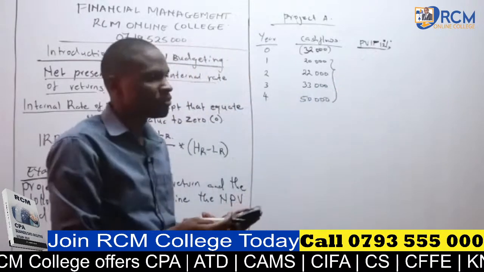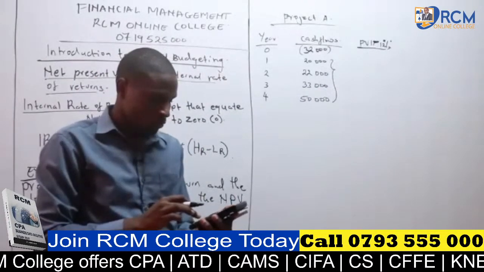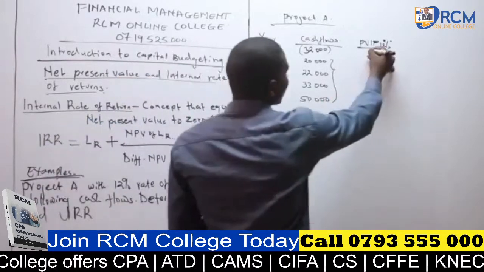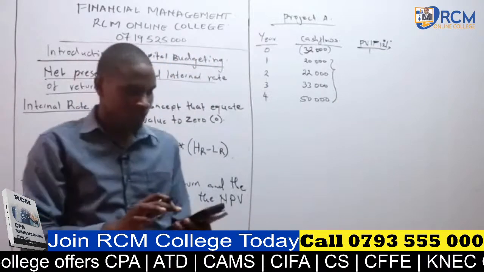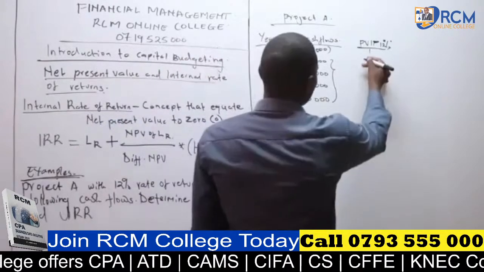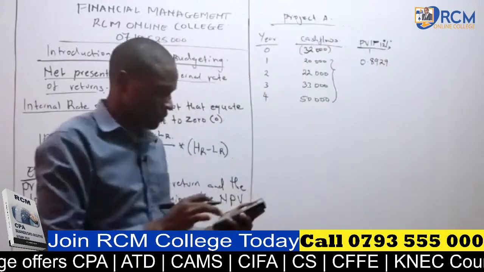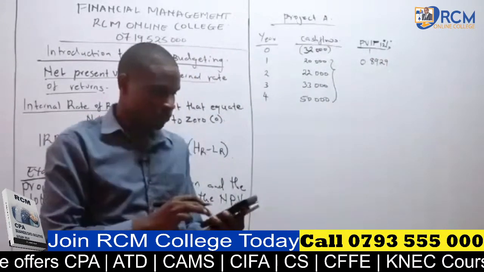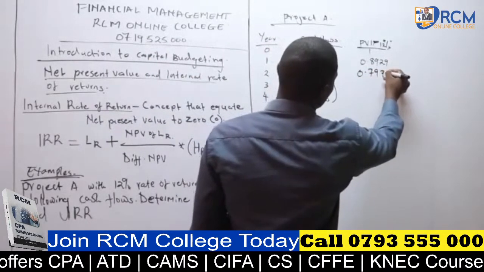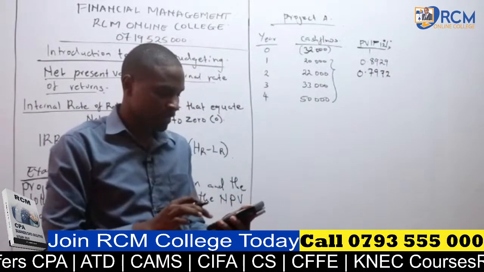Remember, the formula of PV is 1 plus R, raised to power negative n. So 1.12 raised to power negative 0 will be, of course, 1. I can just put 1 there, no worries. Then 1.12 raised to power negative 1 is 0.8929. For year 2, 1.12 raised to power negative 2 is 0.7972.